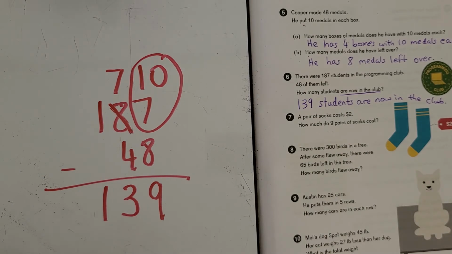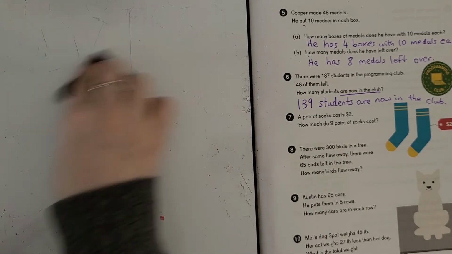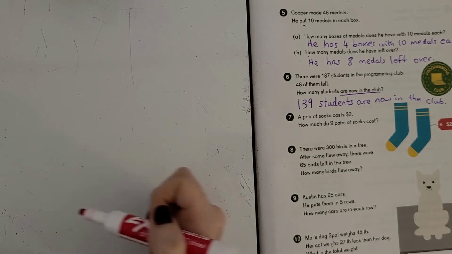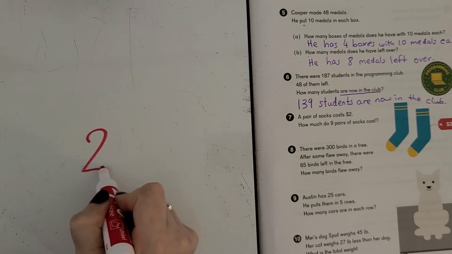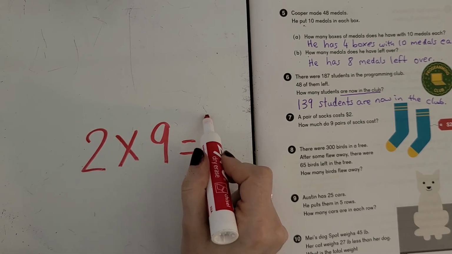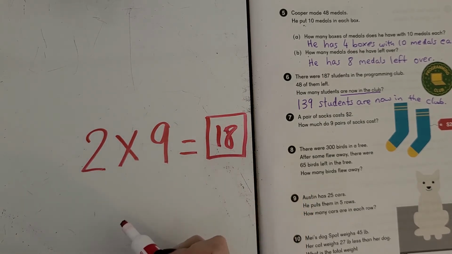Number 7. A pair of socks costs $2. How much do 9 pairs of socks cost? A pair of socks costs $2 multiplied by 9 pairs equals how much the socks will cost. 2 times 9 is $18.